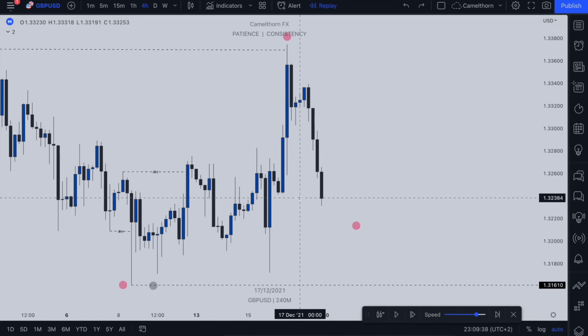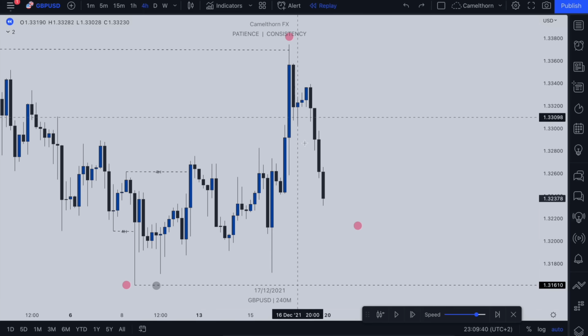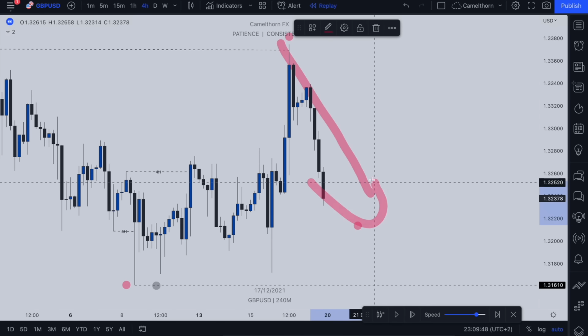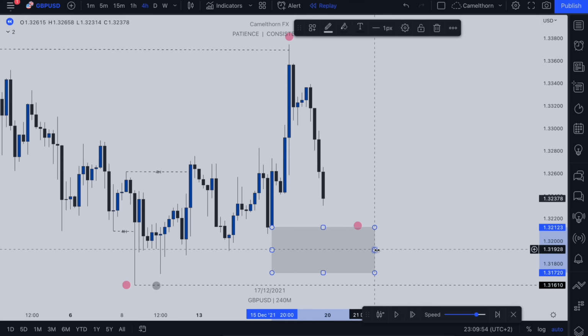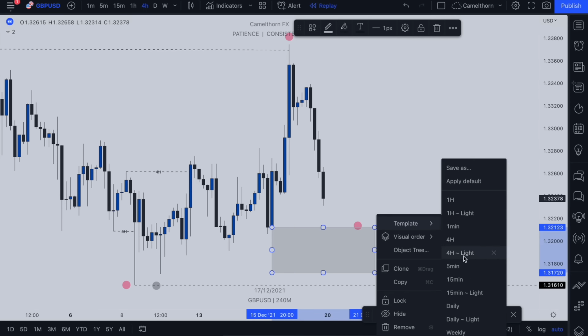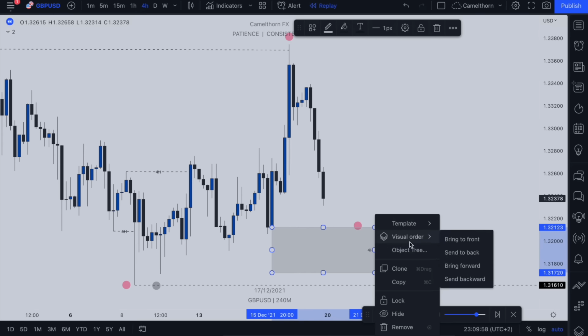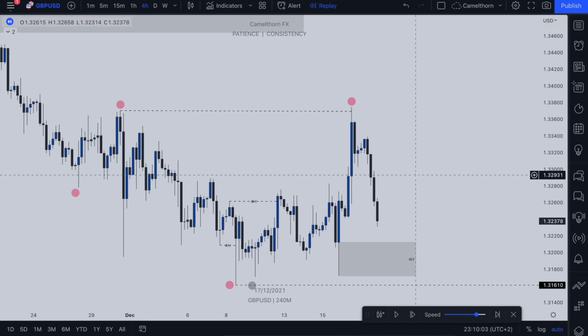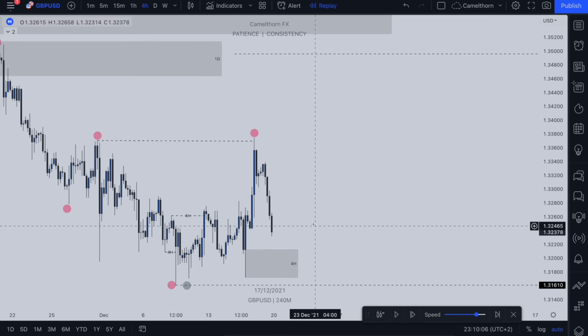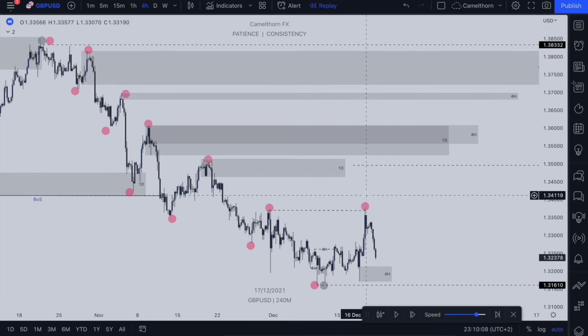All right. So after we wick this particular high, what do we see price action do? We see price action pull back rather aggressively after we wick that high. And where is that price action coming towards? Well, we can identify this large 4-hour wick as a potential 4-hour demand zone that price action could potentially pull back towards.